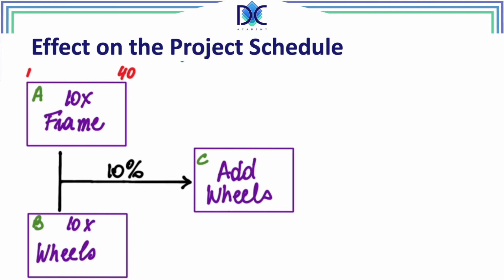We start with A at minute 1 and we finish at minute 40. We have to do those 10 frames. We cannot do anything about that. With the wheels, when we look at adding the wheels, we look at minute 1, and the last time that we should add or have the wheels prepared is minute 39 or minute 40. Can be the same minute.